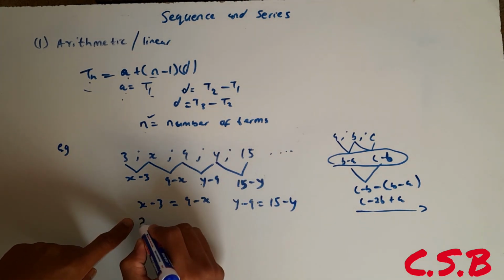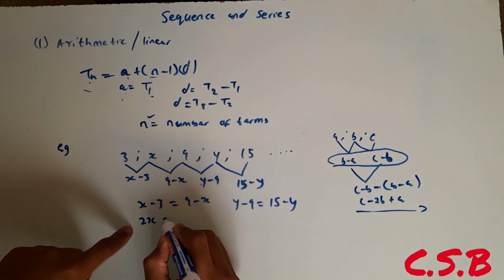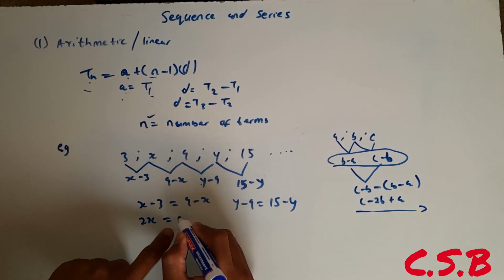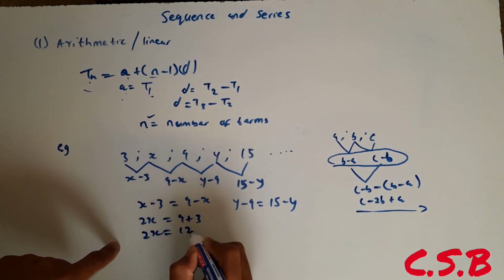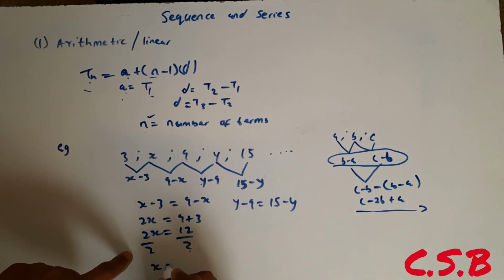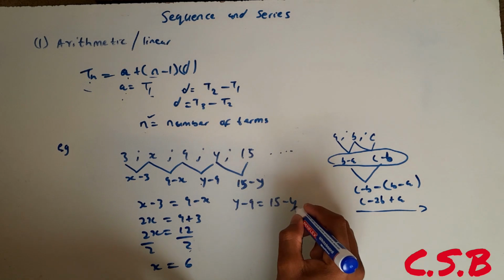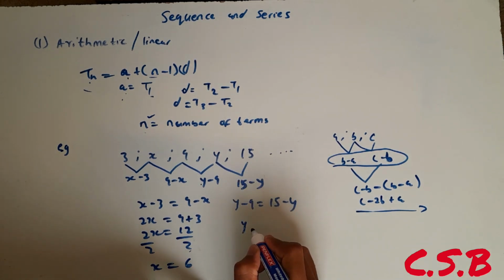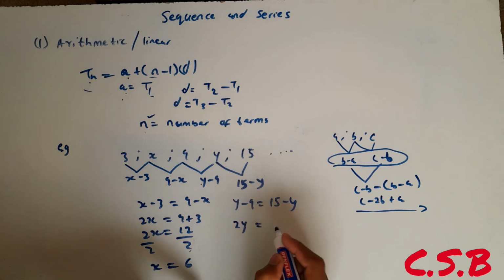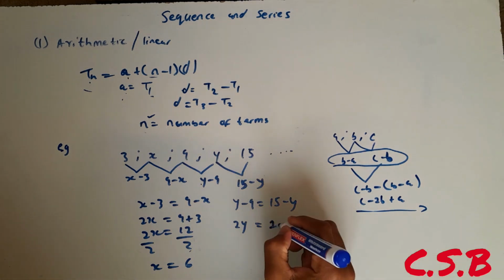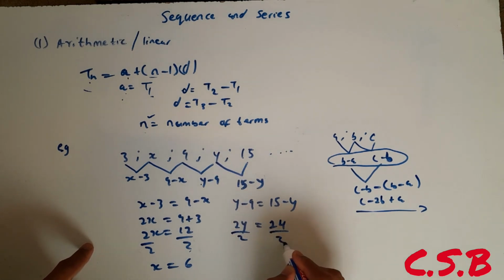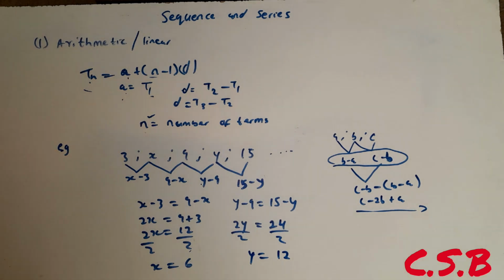Then this is the same as 2x. When you bring this side, 9 plus 3 is 12. Then we divide by 2, our x is equal to 6. Then if we bring this side, 2y is equal to 9 plus 15, which is 24. Yes, sorry for that. That's 24. So divide by 2, then our y will be 12, because 24 divided by 2 is 12.